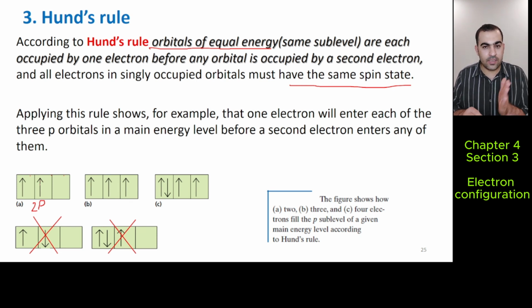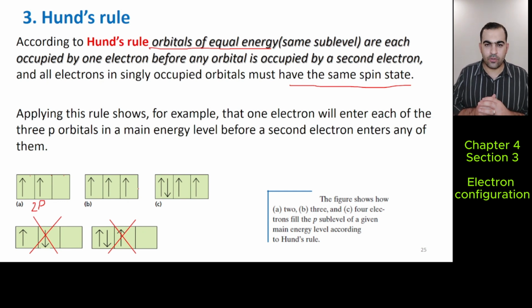I'm going to give the second orbital one. I'm not going to give the first orbital two before any of them gets one. So it's going to be like that. All the first electrons must be clockwise. If there are 3, I'm going to write like that. I'm going to give each orbital one electron, upward.